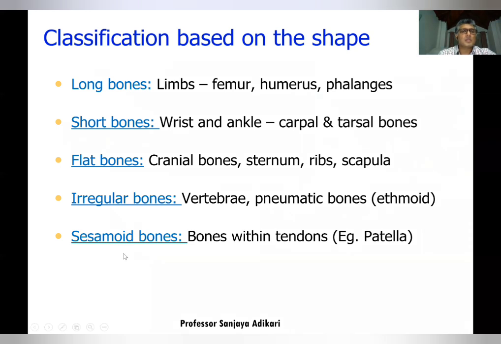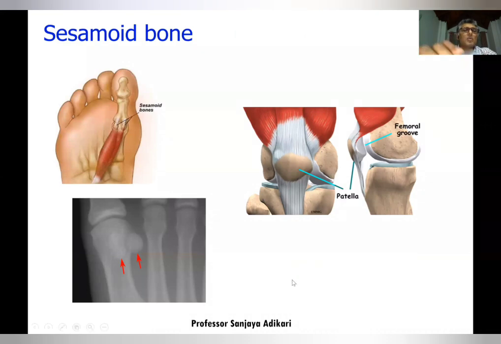Then sesamoid bones. Sesamoid bones, by definition, are bones found within a tendon. Now this is an example of a sesamoid bone in a tendon of the lower limb. And these are sesamoid bones found in relation to the thumb, I think. So you get thumb tendons, you get sesamoid bones. Even in other places you can get sesamoid bones. There's no fixed place. By definition, they should be found within the tendon.